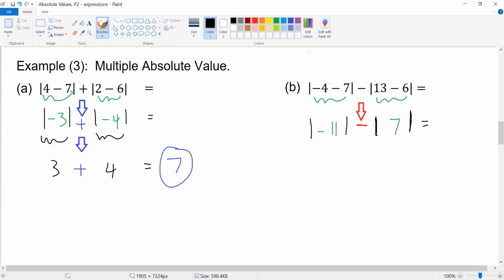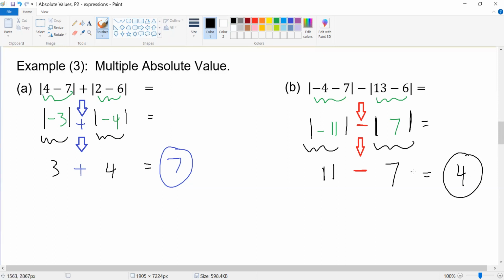Okay. Next, we have to take care of each of the absolute values now. So the absolute value of -11 is +11. We're going to bring down the subtraction symbol first because order of operations still tells us, hey, got to take care of those absolute values. Then I have the absolute value of 7, which is just 7. Now, here, we can finally do the subtraction because there's no more absolute values to worry about. So we're just saying, what is 11 minus 7? So 11 minus 7 is 4.